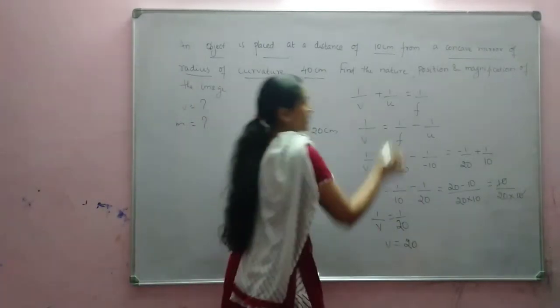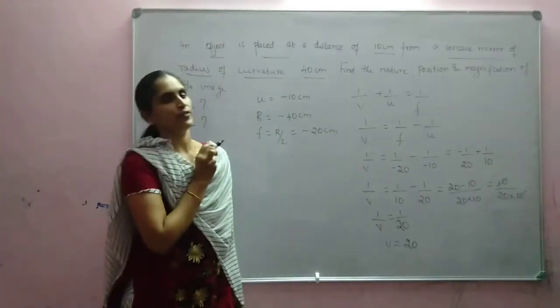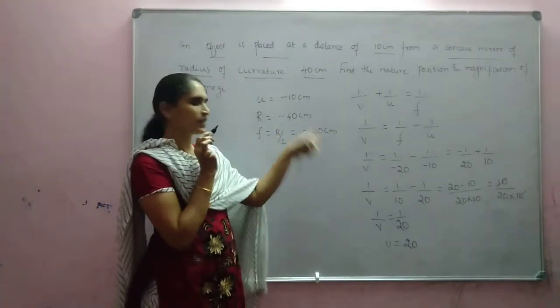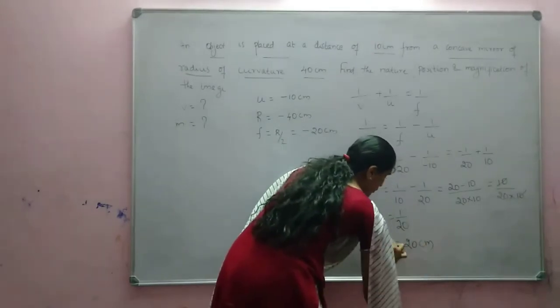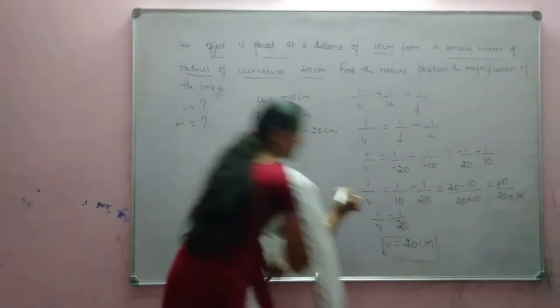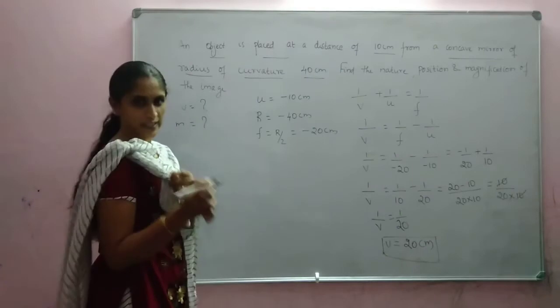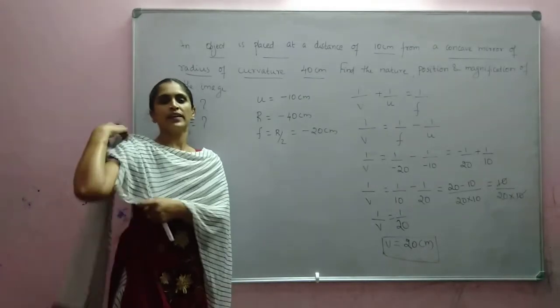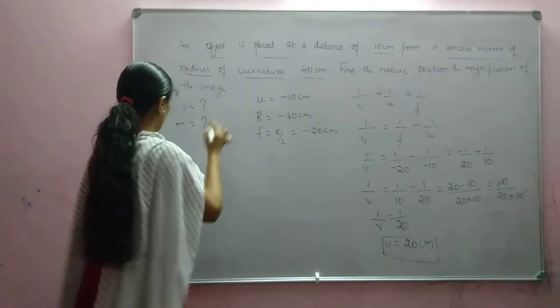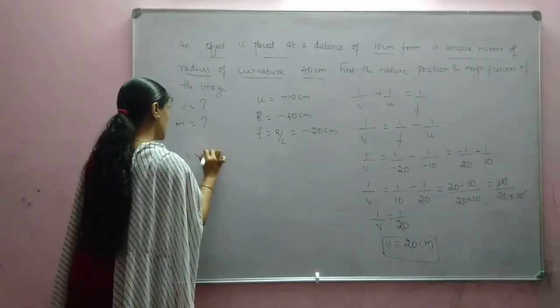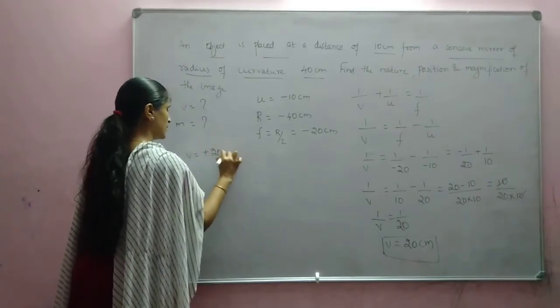What is the unit? Here u and f, all data is in centimeter. So v will also be in centimeter. So we got the image distance. Since it is positive, what can we conclude? We can conclude that the image is virtual. Okay. So we got v is equal to plus 20 centimeter.